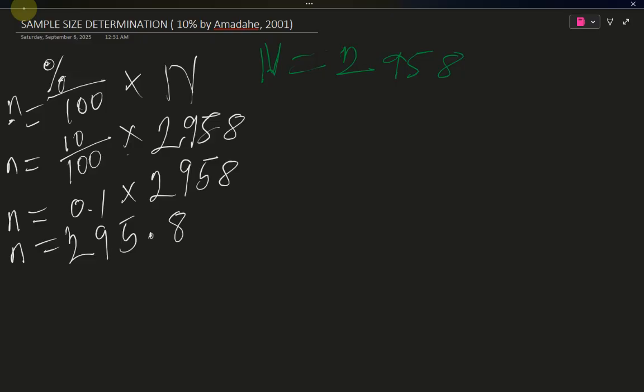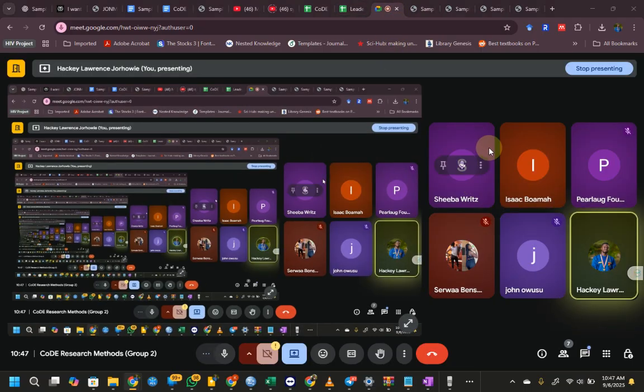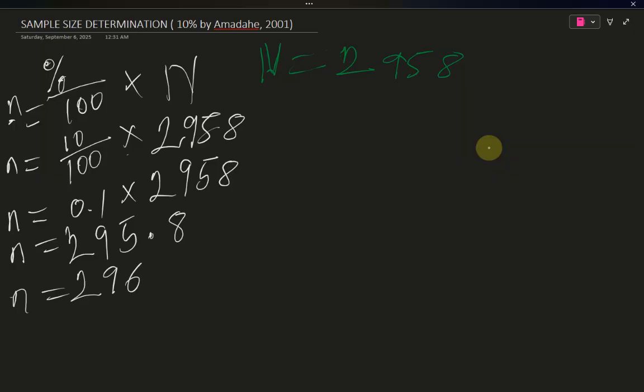Understood? Yes, so right now we are rounding it off, or rounding it to the nearest whole number. So we are using this to determine, and this number is greater than 5. So we'll add 1 here. So n will be 296. Do you understand? Yes, I'm still following, sir. So this is how you calculate the sample size using the percentage.